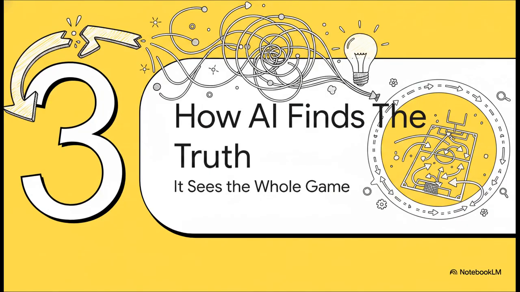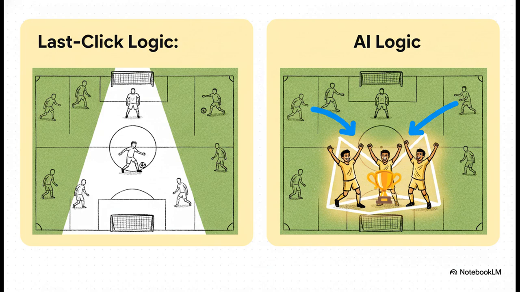So, okay, if the old way is broken, how do we find the truth? This is where AI steps in. It doesn't just look at that final shot on goal. It analyzes the entire game to understand how the win actually happened. Think of it like this. Last-click logic is like watching a football match and only giving credit to the person who scored the goal. That's it. But AI is like a world-class sports analyst.